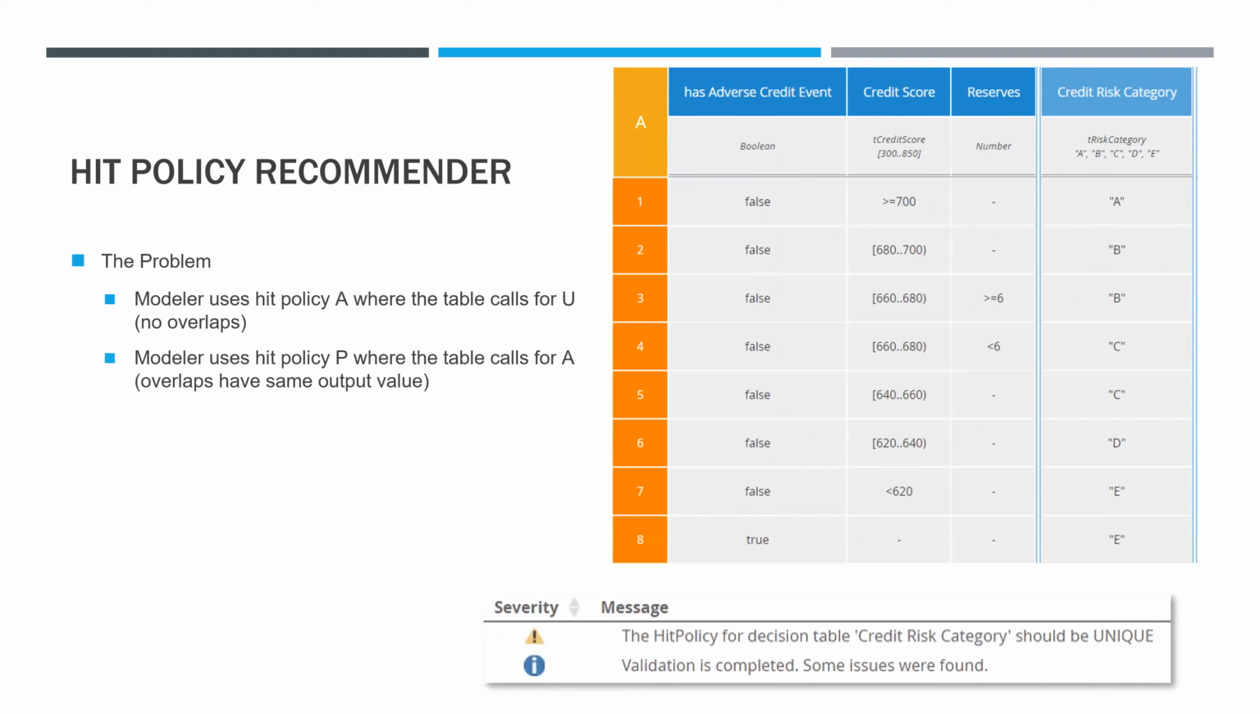Hit policy A, or any, means rules may overlap if they have the same output value. A table with no overlapping rules in hit policy A is not technically incorrect, but the hit policy really should be U, or unique. And hit policy P means overlapping rules may have different output values, but if all overlapping rules in a P table have the same output value, the hit policy really should be A, not P. And students make these errors all the time. The hit policy recommender, a new feature of decision table analysis, now detects them.